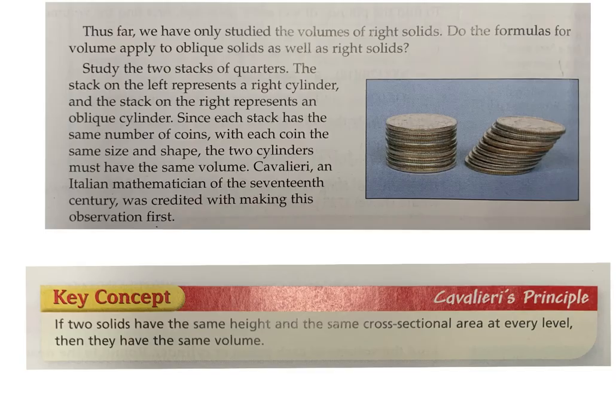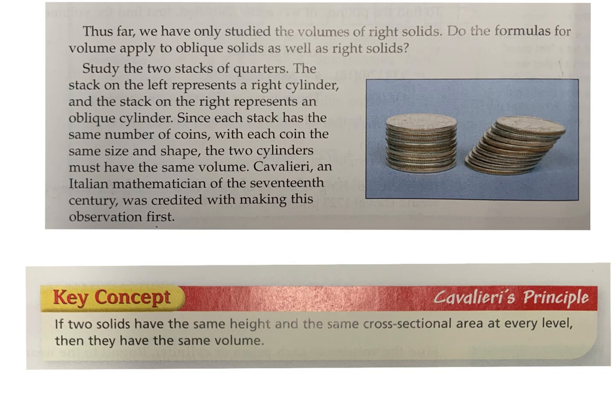All right, thing I want to talk about in this section is when you don't have a right solid. All right, they've done a good example here is these coins. When you have volume of a right cylinder or an oblique or one that's slanted, the concept here is if two solids have the same height and the same cross-section area at every level, then they have the same volume. And so what they've done is they've taken this stack of quarters, right, which has a certain volume, and they've just slid it to where it's not sitting straight up. The volume did not change at all. Just because it's leaning over didn't change the volume, okay?